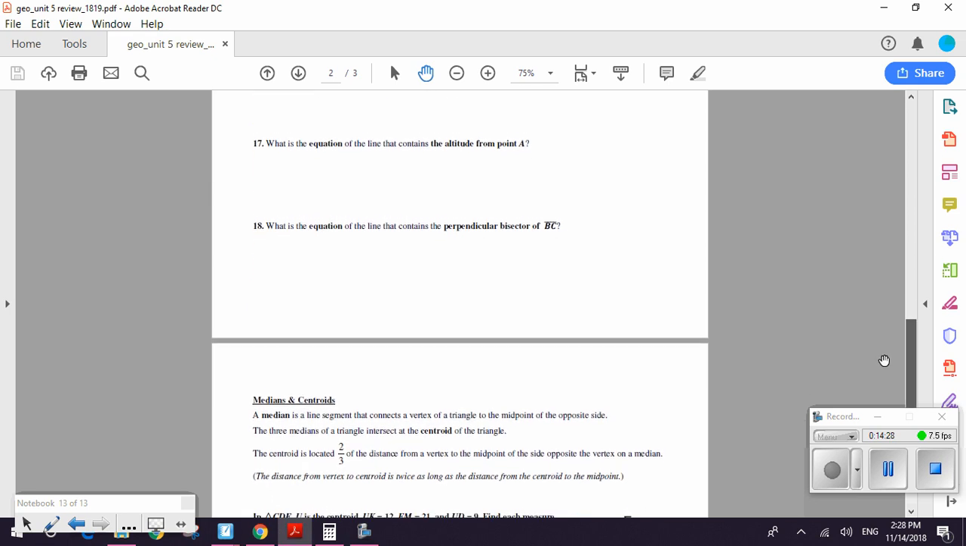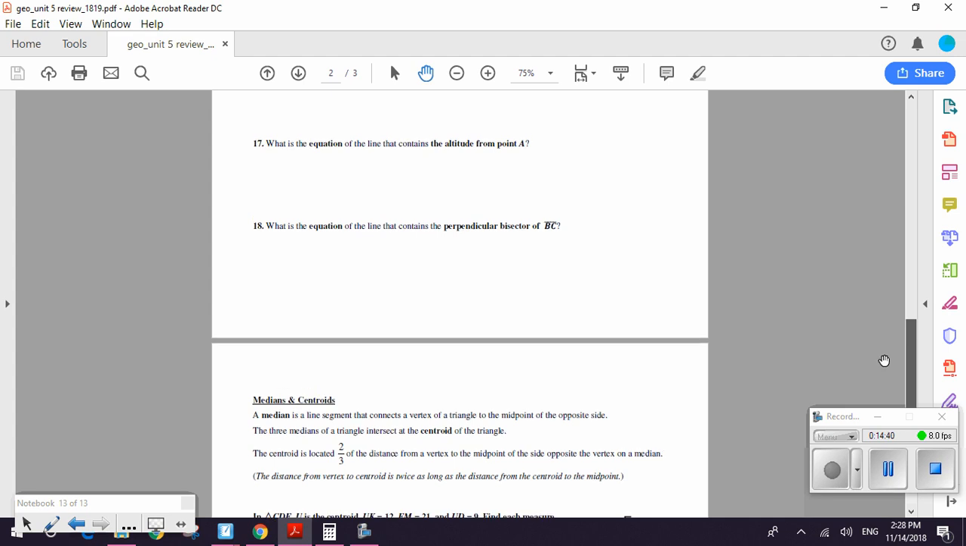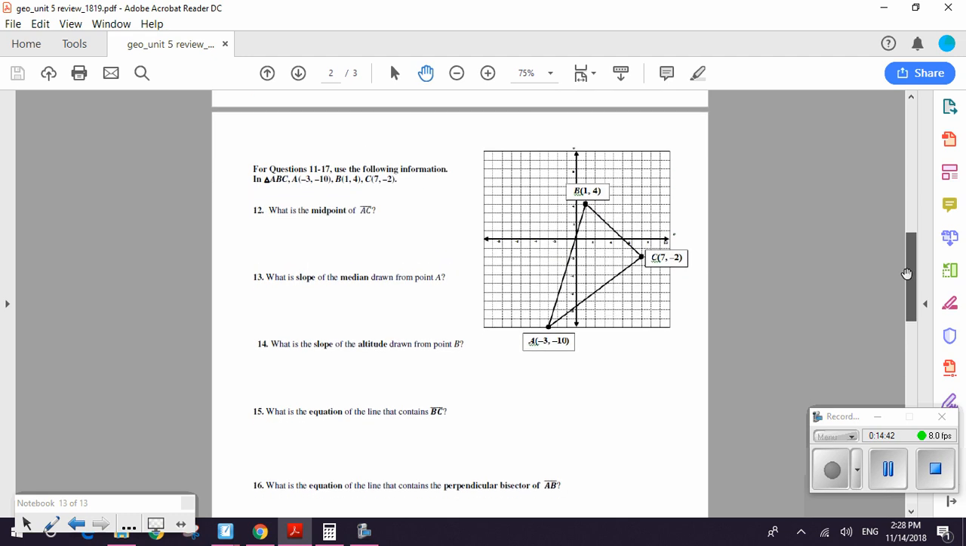So for 17 and 18, I'll give you the slope and the points that you need. You finish writing the equation. So for 17, we're doing the equation of the altitude from A. When it leaves A, it's going to hit the side BC. So we need to know the slope of BC, and then we'll find the perpendicular slope of that.